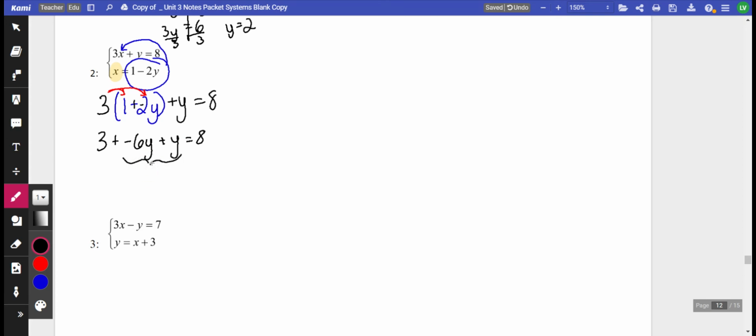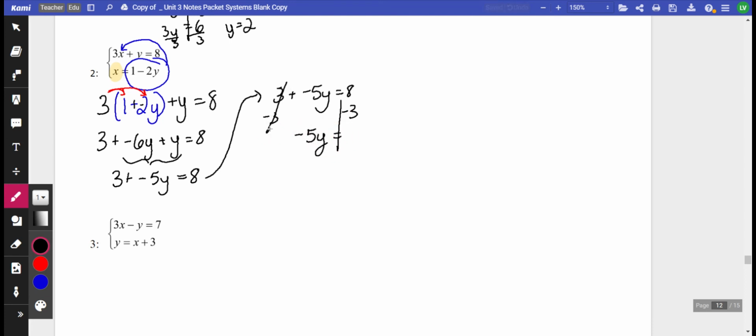I want to combine my like terms of negative 6y and y. It becomes negative 5y. I'm going to bring down the 3 plus. So 3 plus negative 5y equals 8. Just for spacing purposes, I'm going to move my work over to the right. 3 plus negative 5y equals 8. I'm going to extend my equal sign. Subtracting 3 from both sides, I have negative 5y equals 5. Dividing both sides by negative 5, y equals negative 1.